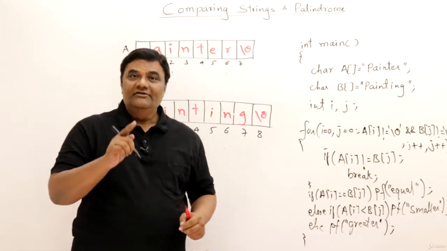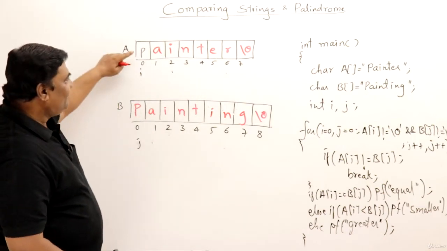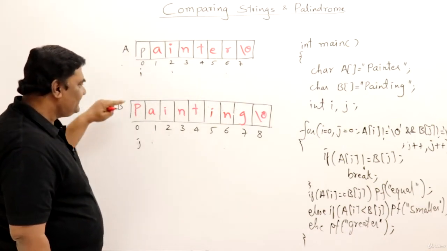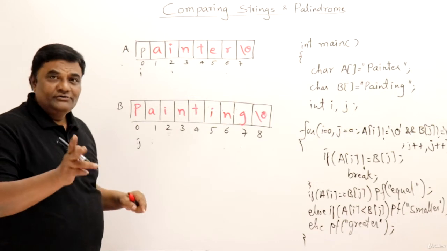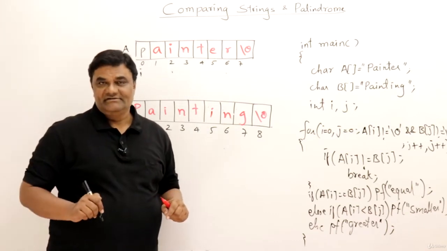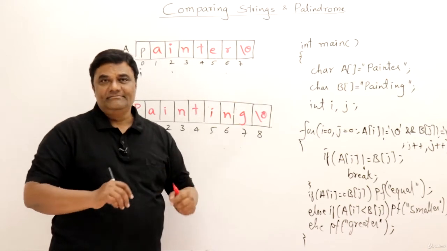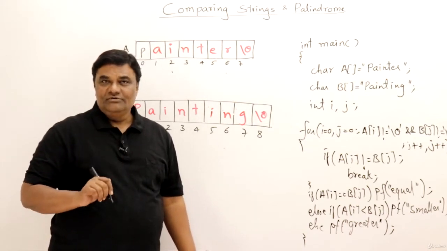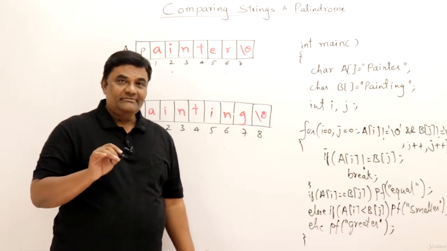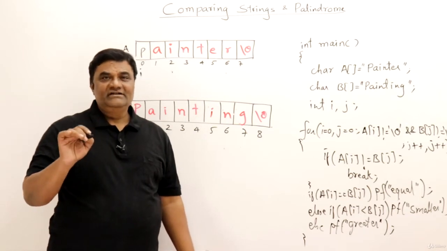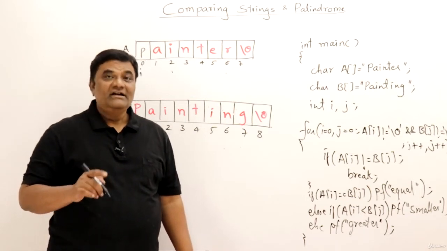So how to do that? First of all, you should know the case of an alphabet. It's lowercase or uppercase, right? So you change them into any one of the cases, both in lowercase or both in uppercase. Then compare them. This is what you can do if you want to check them by ignoring their cases, right?